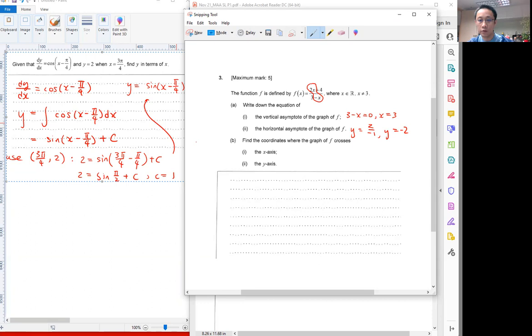Find the coordinates where the graph of f crosses the x-axis. So to find the x-intercept, we set y equal to 0. So when y equals 0, we basically have only the numerator equaling 0. For the y-axis, we set x equal to 0 instead. y equals 0 plus 4 over 3 minus 0 equals 4 over 3.